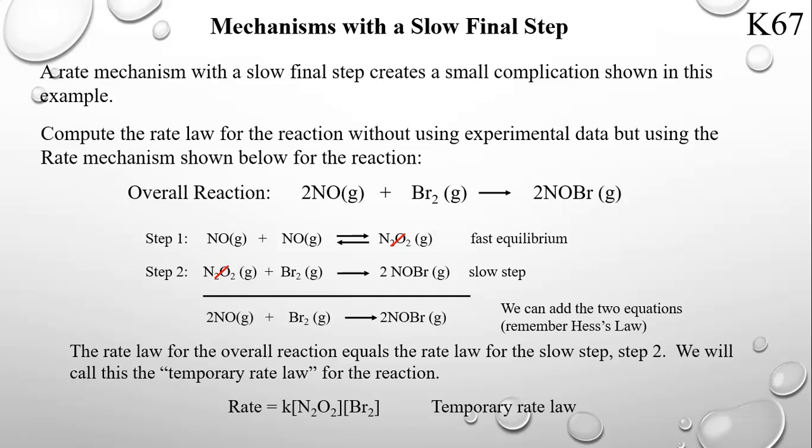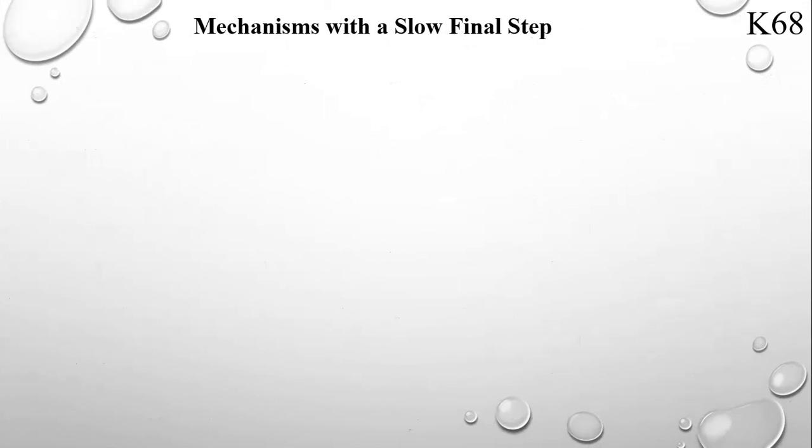In other words, N2O2 is what we called an intermediate. It's produced in the first step, and it's totally used up in the second step. So it doesn't exist in the overall reaction. So it cannot be in our rate law for the overall reaction. The only things that can be in the rate law for the overall reaction are NO and Br2, the two molecules that you see up there in the overall reaction. So how do we solve that problem? Okay, so here we go. Pay attention, and you might even want to listen to this a few times.